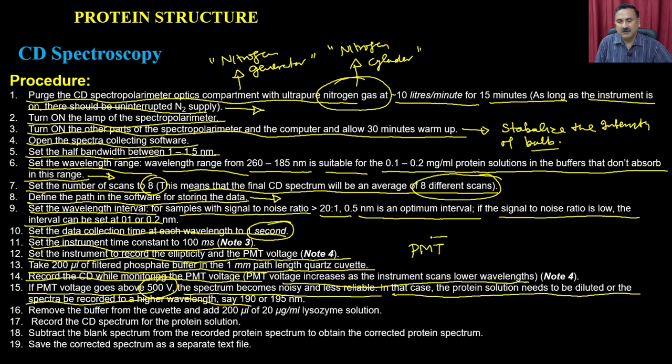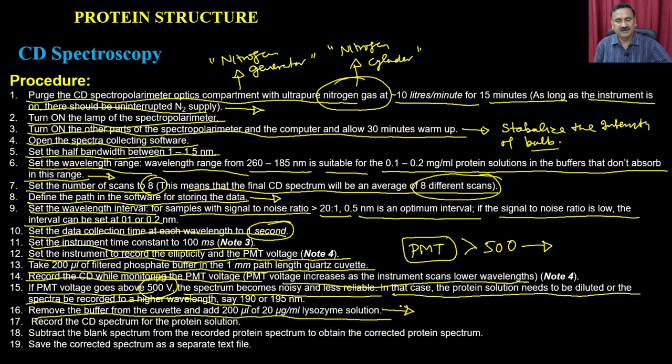And PMT should not go beyond 500, because if it goes beyond 500, then it is going to give you spectra which are less reliable. Remove the buffer from the cuvette and add 200 microliter of 20 microgram per ml lysozyme solution.